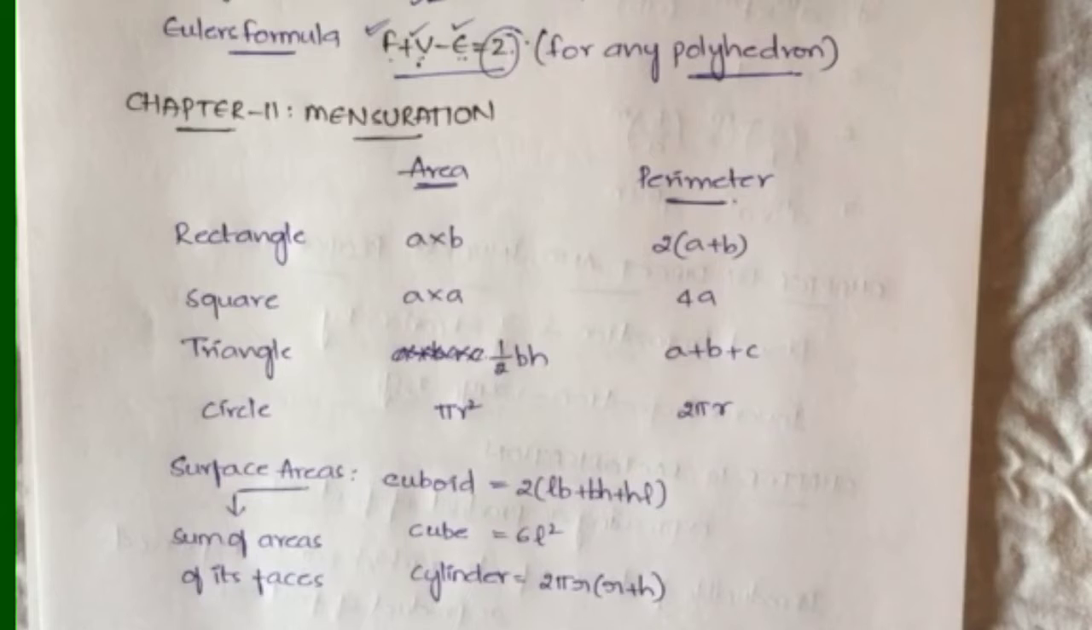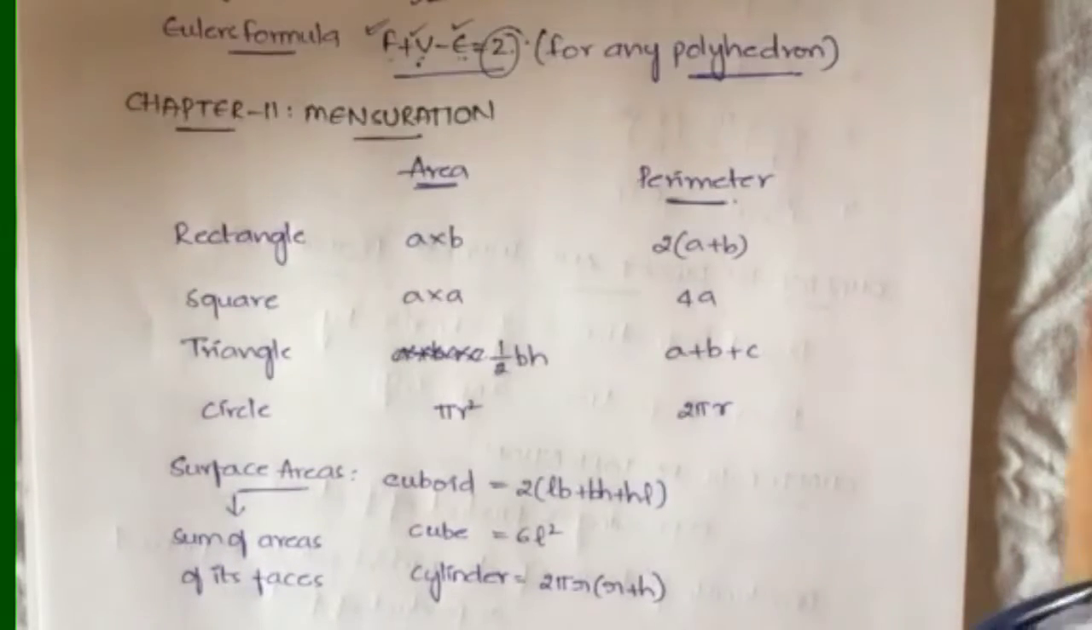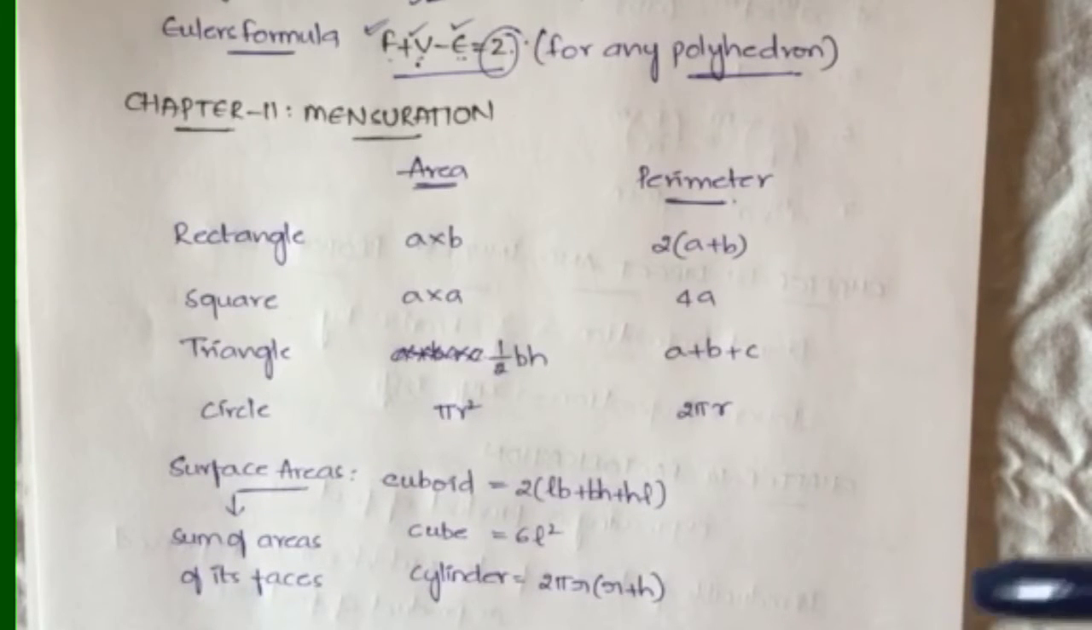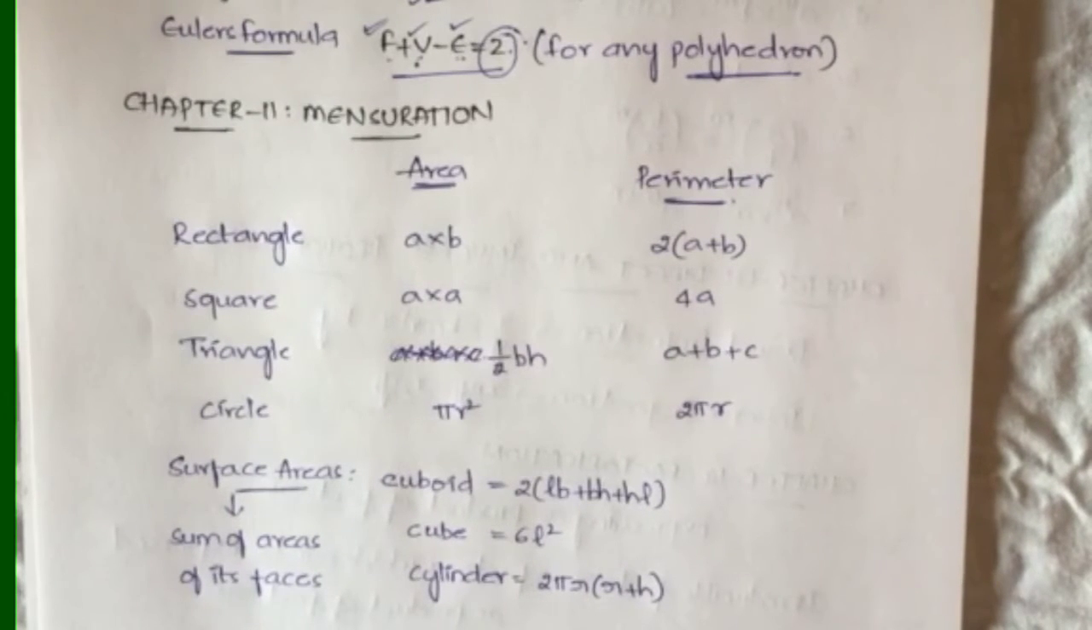Okay, the next chapter we have is mensuration, and mensuration is completely related to formulas. It is completely related to the application of these formulas in the problems. If you remember all these formulas, it is very easy for you to substitute in the question and you can easily solve this chapter. Clear?